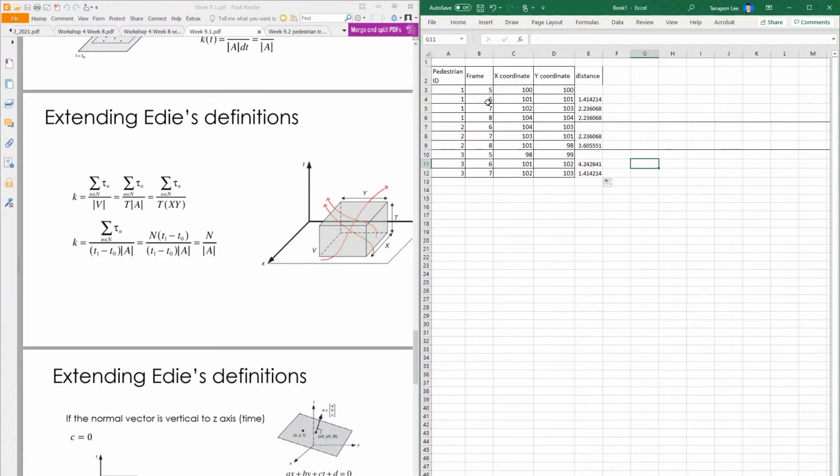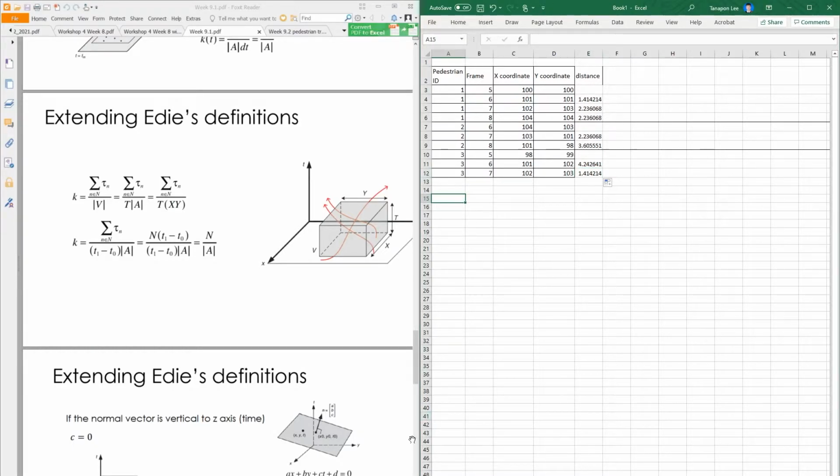From frame 5 to frame 6, ID 1 traveled 1.4 meters. From 6 to 7, he traveled 2.2 meters, same as 7 to 8. Same analogy for the second pedestrian. From 6 to 7, he traveled 2.2 meters, and then he walked faster from 7 to 8. The third pedestrian sprinted at the beginning, going really fast, and then slowed down after that. So these are the distances.